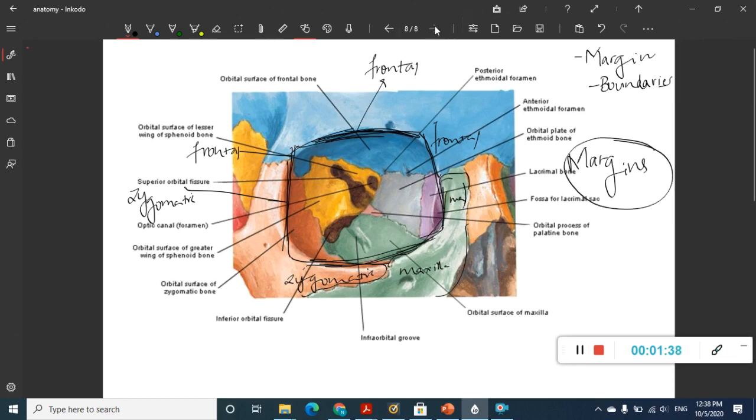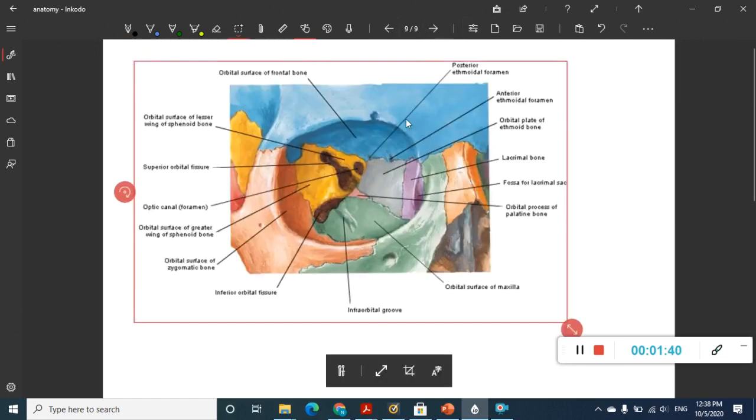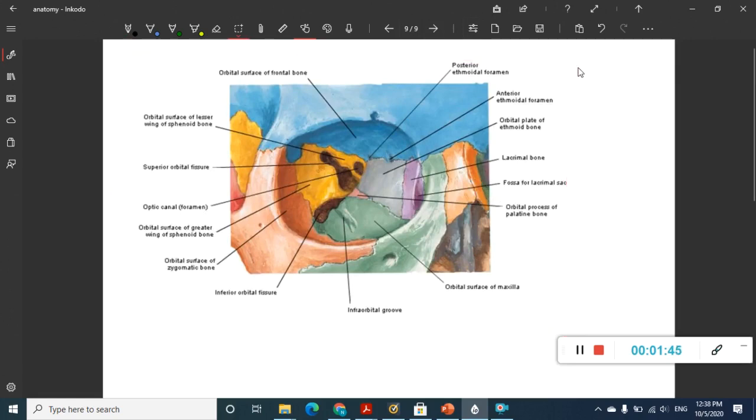But along with these margins, we have one more important thing which we have to see, the boundaries. So how are you going to divide it? In boundaries, we have four different things. One, we have the medial wall, and we have the lateral wall, and we have the superior wall, which is called the roof. We don't call it the superior wall, we call it the roof. We also have the floor.